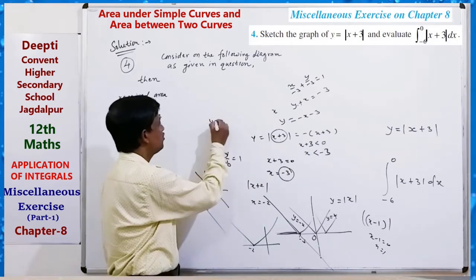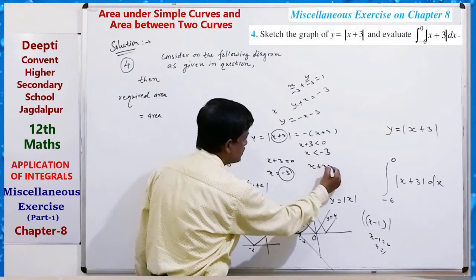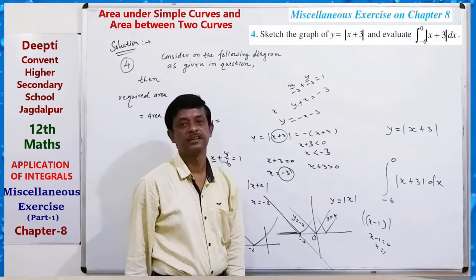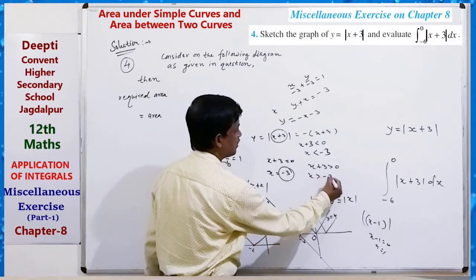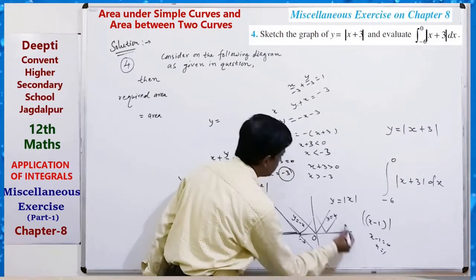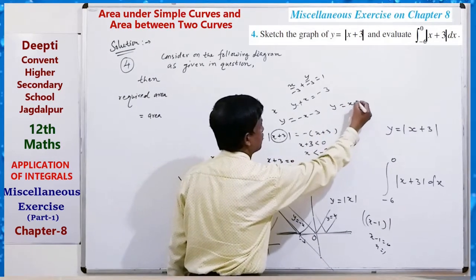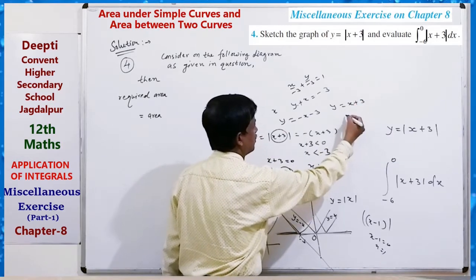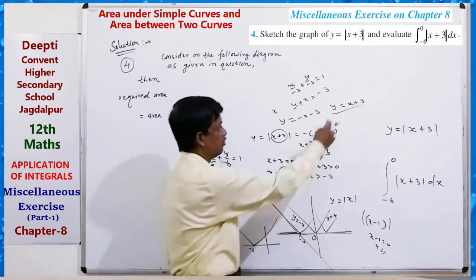Similarly, if y is greater than 0, x plus 3 is greater than 0, then x is greater than minus 3. That is this part. In this part, y equals x plus 3. Okay, y equals x plus 3.